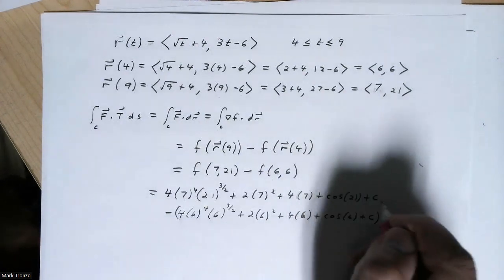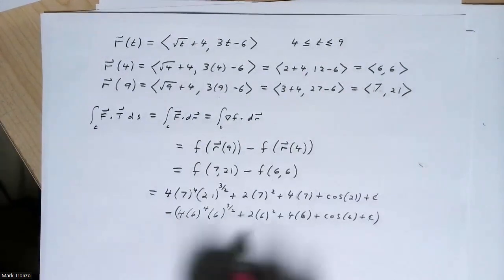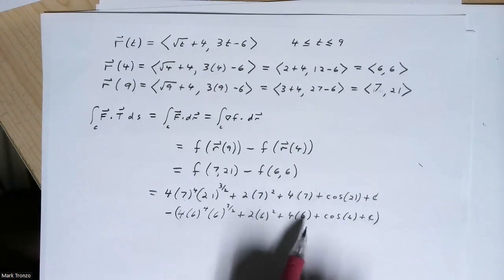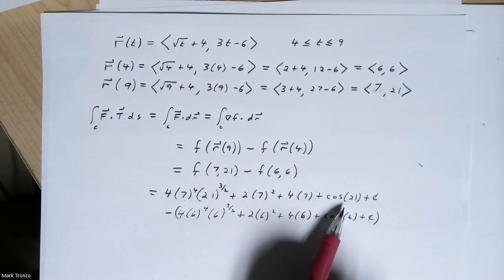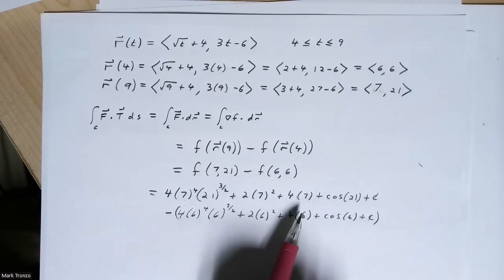And once again, these c's will cancel. Then you can put the rest of this in your calculator. Again, unless told otherwise, you can always assume that sine or cosine are going to be using radians.